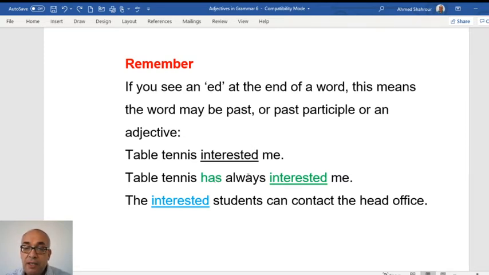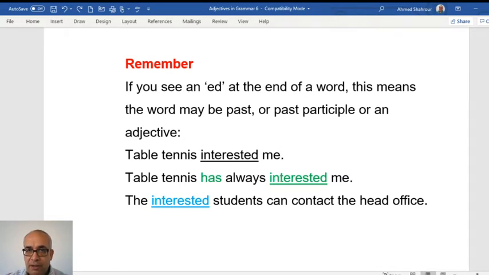The next sentence has interested. Interested is the past participle of interest. So here interested is past only, but here interested is past participle. Why? Because has interested is the verb in the sentence, and this is present perfect. And when we make present perfect, we have to use have and past participle, or has and past participle. So here I use has and I use interested, which is the past participle of interest.